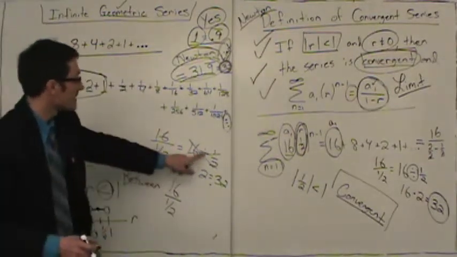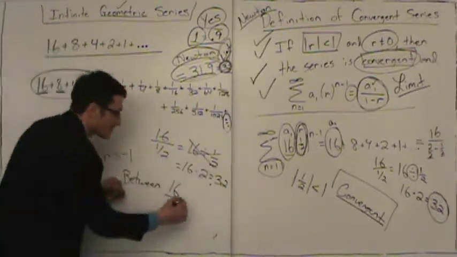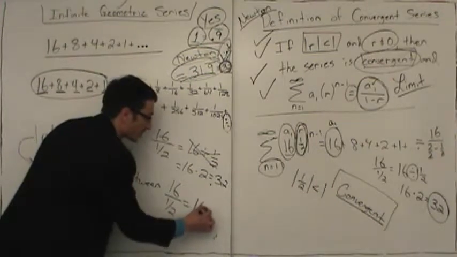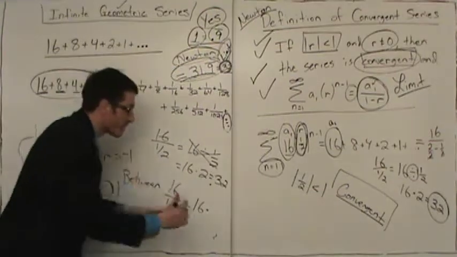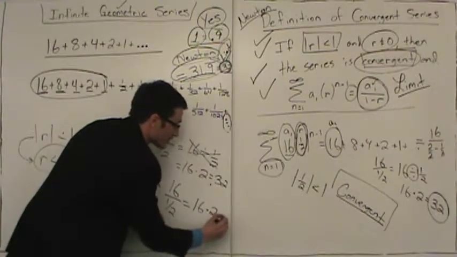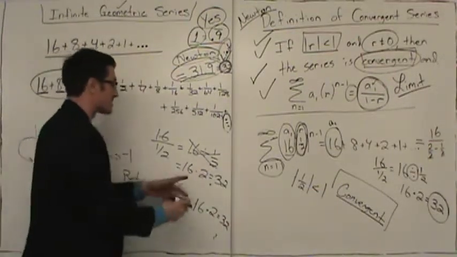We don't want to write 16 divided by a half every time. I want you guys to see that this is 16 multiplied by what? 16 multiplied by the reciprocal. Flip the 1/2, which is what? 2. So we get 16 multiplied by 2 or 32. So we're just going to skip this step.